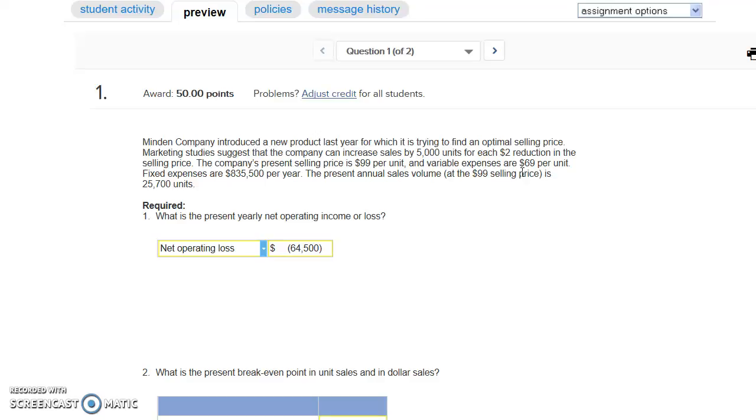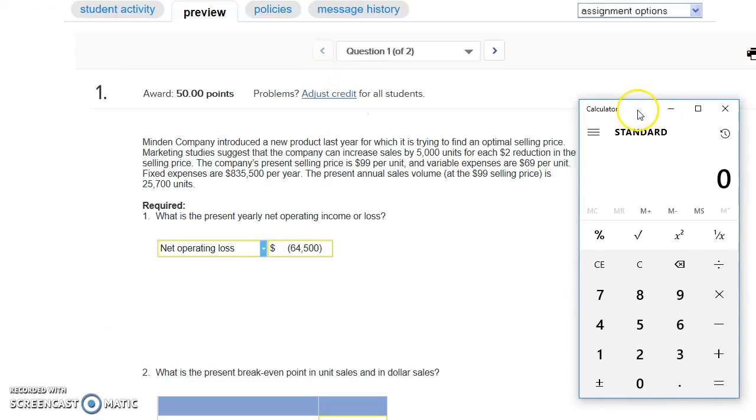So what happens when we sell 25,700 units? Let's go ahead and calculate that. There are a couple ways to calculate it, and I'll show you those. Let me bring my calculator over to the screen here. I am going to take my sales price of $99 and subtract my variable cost of $69. I'm left with $30. That's what's called my contribution margin.